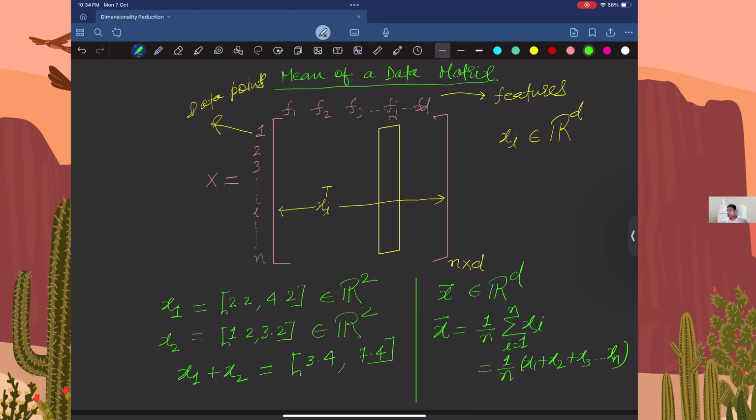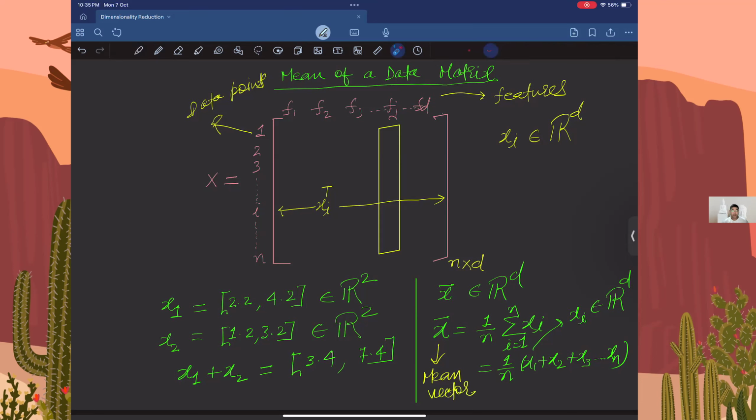Is it fine? Here, xi belongs to R^d. So this is basically called the mean vector.